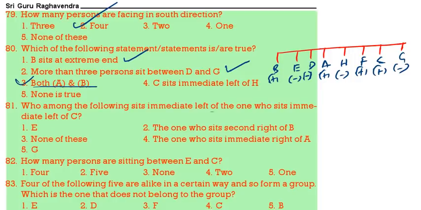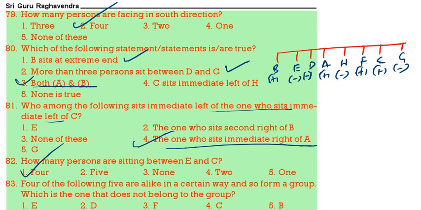Who is sitting to the immediate left of C? Immediate left of C, F. F immediate left, H. So H means the person who is on the immediate right of A. 4 is the correct answer. How many persons are there between E and C? Between E and C, 1, 2, 3, 4 persons are there. There are 4 persons.